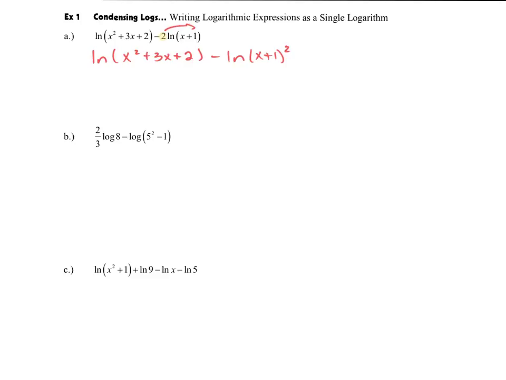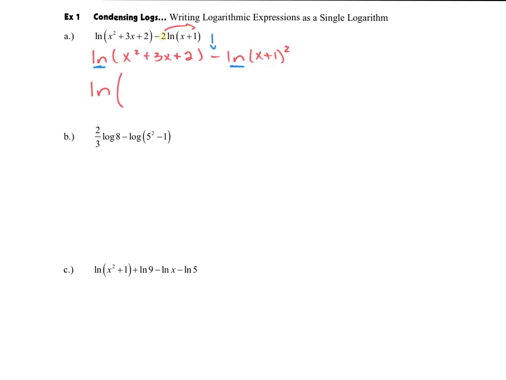Now the next thing that I'm going to notice is that I have two natural logs and they're being subtracted. So using my properties from up above, I can write this as a single logarithm, and I'm going to divide those two arguments. Now, what is jumping out to me, because I have some experience and I've already done the problem, is the fact that this quadratic here factors. So I'm going to factor that out when I go to do my condensing.